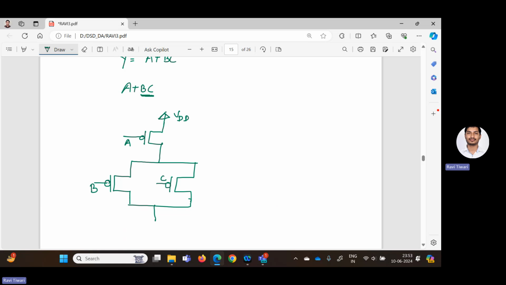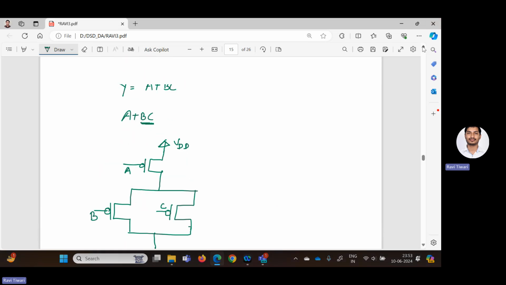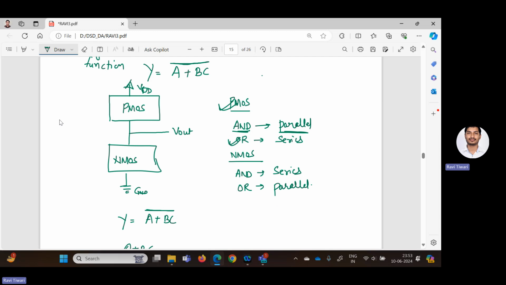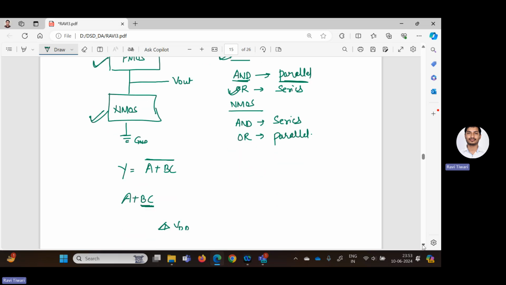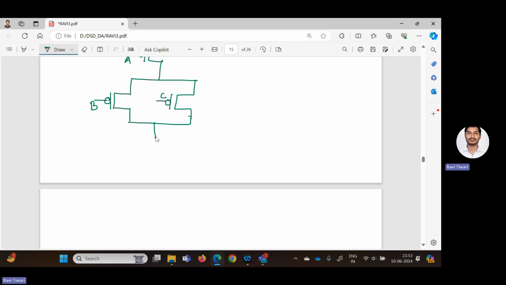Now the same thing we have to do with NMOS, because as we discussed earlier, at the top we implement using PMOS, at the bottom we implement using NMOS, and from the center we can take the output. So now here I am implementing it. After this we need to implement, using the NMOS, the same function A plus BC.